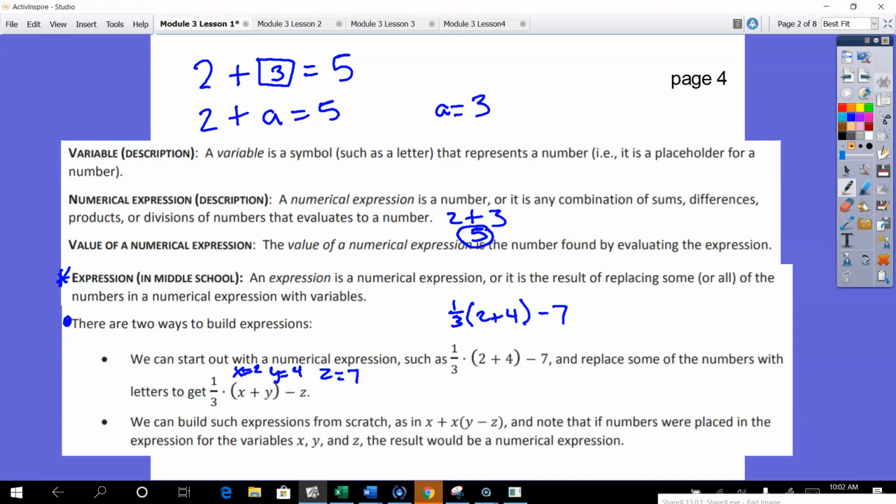We can build such expressions from scratch, such as x plus x times y minus z, and note that if numbers were placed in the expression for the variables, the result would be a numerical expression. So if we were given that x is equal to 2, y is equal to 4, and z is equal to 7, then we would just plug in 2 plus 2 times 4 minus 7, okay, and then we could therefore solve that down and have a value of a numerical expression. We could find the value of that numerical expression.